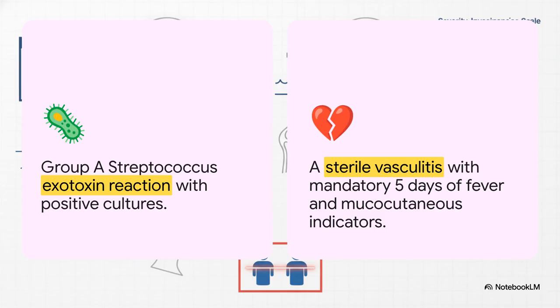This lays out the tipping point perfectly. Scarlet fever stems from a distinct microbiological source, Group A Streptococcus. It yields positive cultures and a sandpaper texture rash that typically spares the face. Kawasaki disease, however, is a sterile systemic vasculitis. It's entirely independent of pharyngeal exudates. So what's the absolute defining boundary for Kawasaki? A mandatory 5 days of fever paired with mucocutaneous indicators like unilateral adenopathy and extremity swelling.